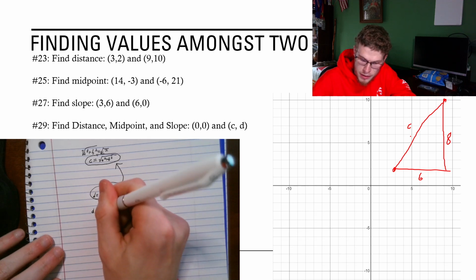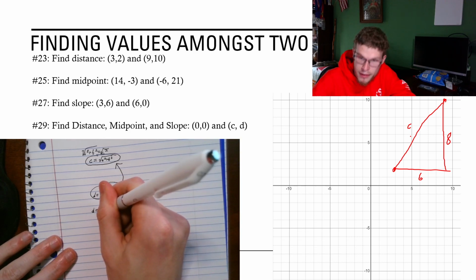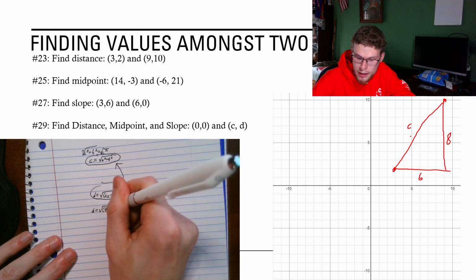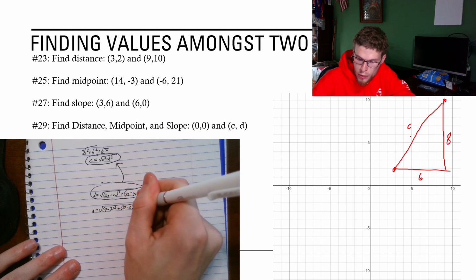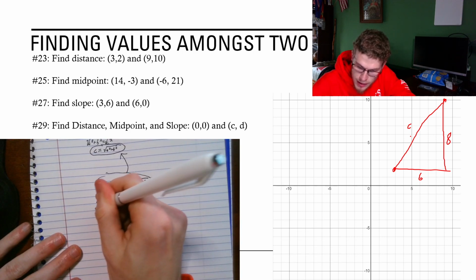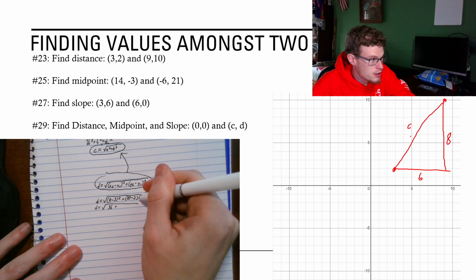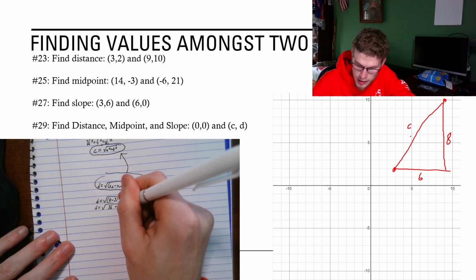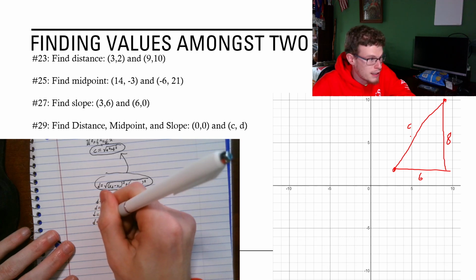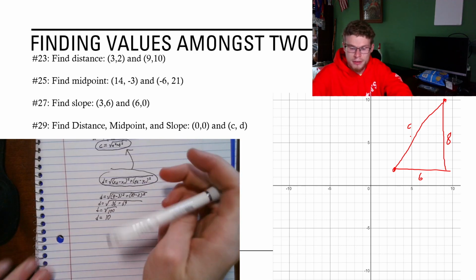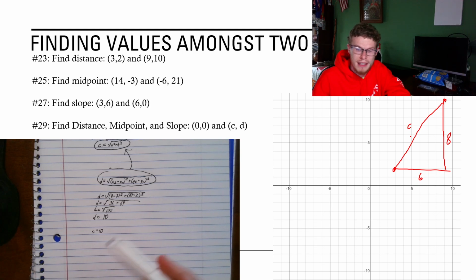So d equals square root of, I'm going to use the ordered pair up here, 3, 2, and 9, 10. So that means I have 9 minus 3, quantity squared, plus 10 minus 2, the quantity squared. Okay, so distance equals square root of 9 minus 3 is 6, squared is 36, plus 10 minus 2 gives me 8, 8 squared is 64. Putting that together, I have square root of 100. Therefore, my distance is 10. So that means c equals 10. All right? So that's how you use the distance formula.